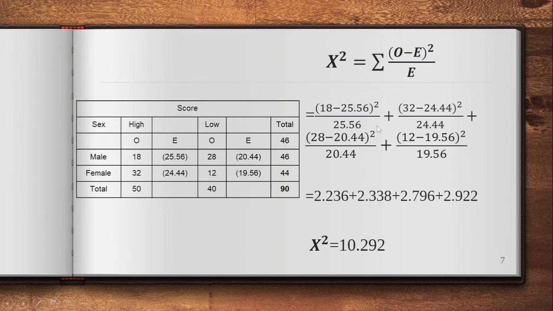So ito na po ang answer niya. So in 18 sa male, ito po yung answer, and then the 32, ito po yung answer, 2.338. So ito na po siya. So in total, x squared or the chi-square test of independence is equal to 10.292.